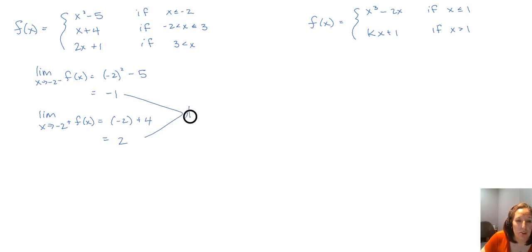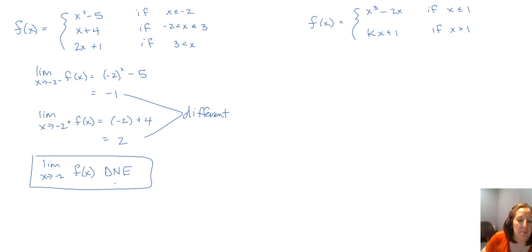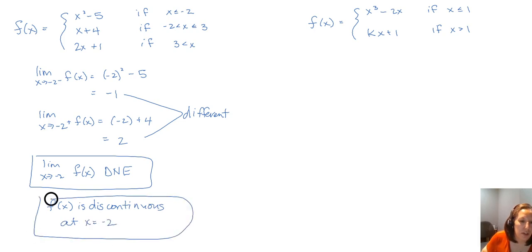Well, these two numbers are different. That means that the limit as x approaches -2 for this function does not exist. And that means that f of x is discontinuous at x equals -2. And the reason it's discontinuous is because that limit does not exist.